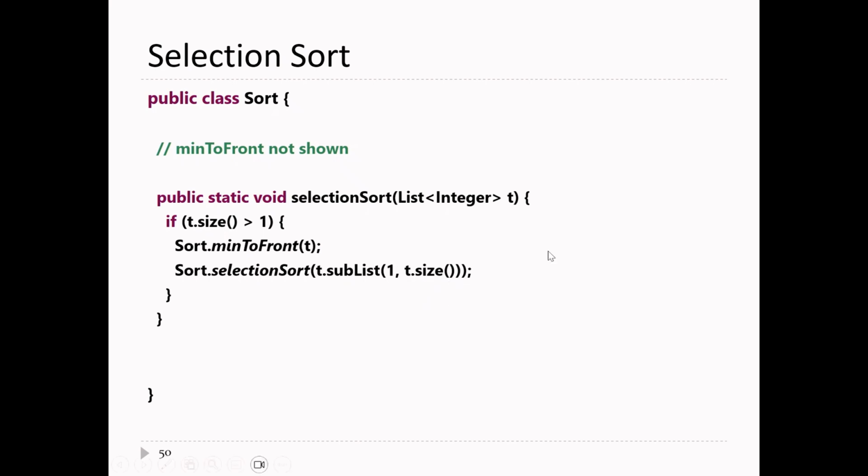Right? And so selection sort becomes 3 lines, assuming you have min to front implemented already. Right? And so that's how selection sort works. Often when students are taught selection sort, they're shown the iterative version of the method. But if you just look at the iterative version, it's not really clear what's going on in that method. Here, it's obvious.